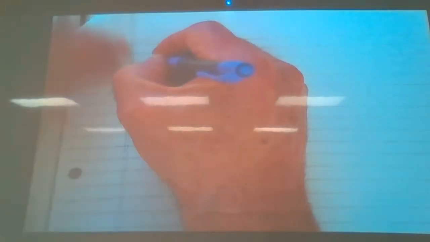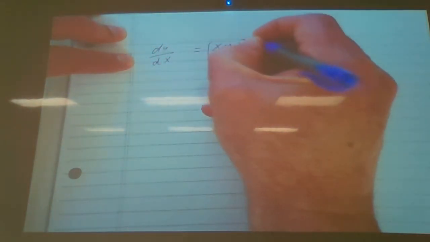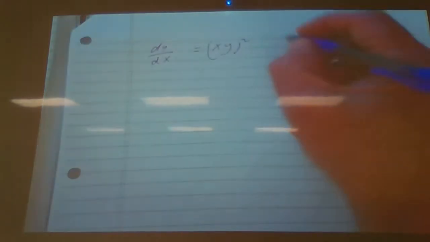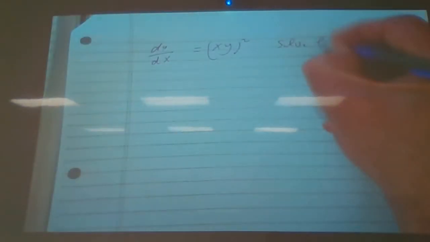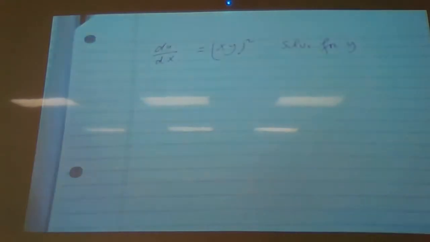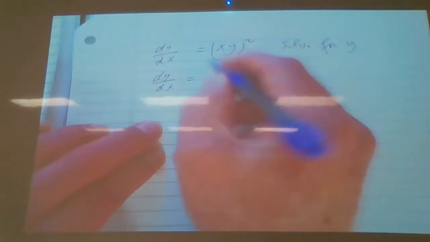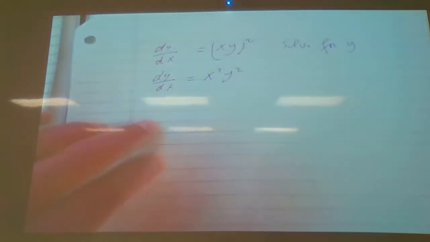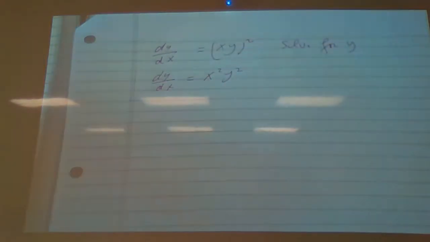So this is what they gave me. They gave me dy over dx is equal to x y squared. And the question is to solve for y. So I have dy dx equal, I'm going to get rid of the parentheses. So that's x squared y squared.